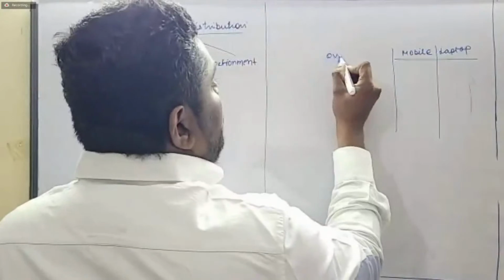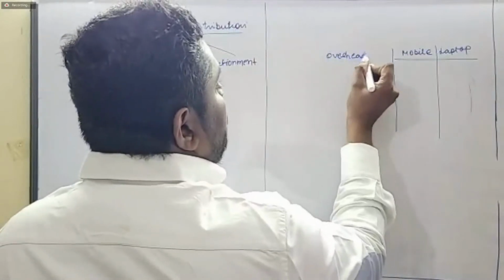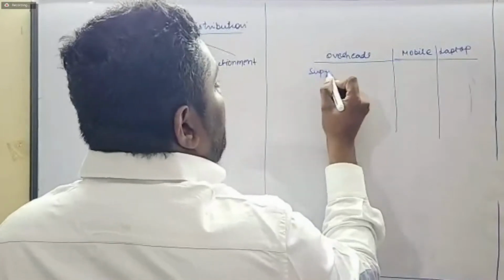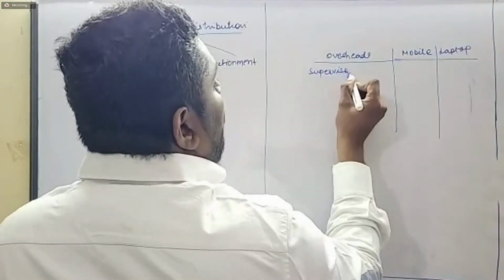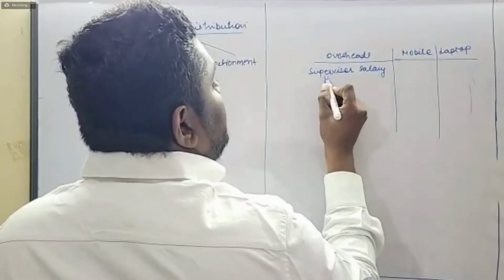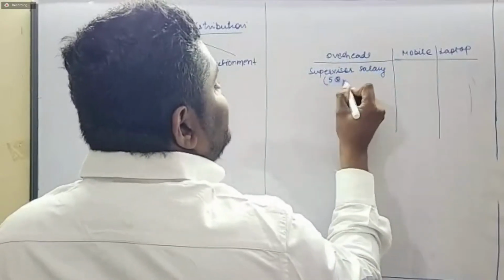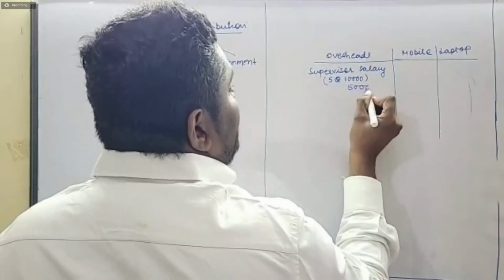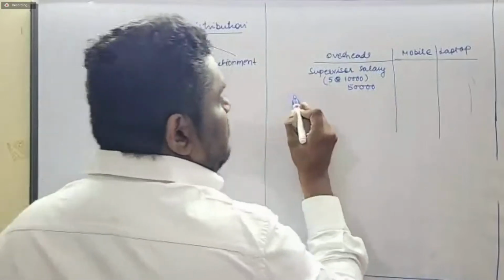So let's write the overheads that are incurred. Let's say we are paying supervisor salary. That is, 5 supervisors are appointed. We are paying 10,000 each. So total 50,000 we are paying as supervisor salary.